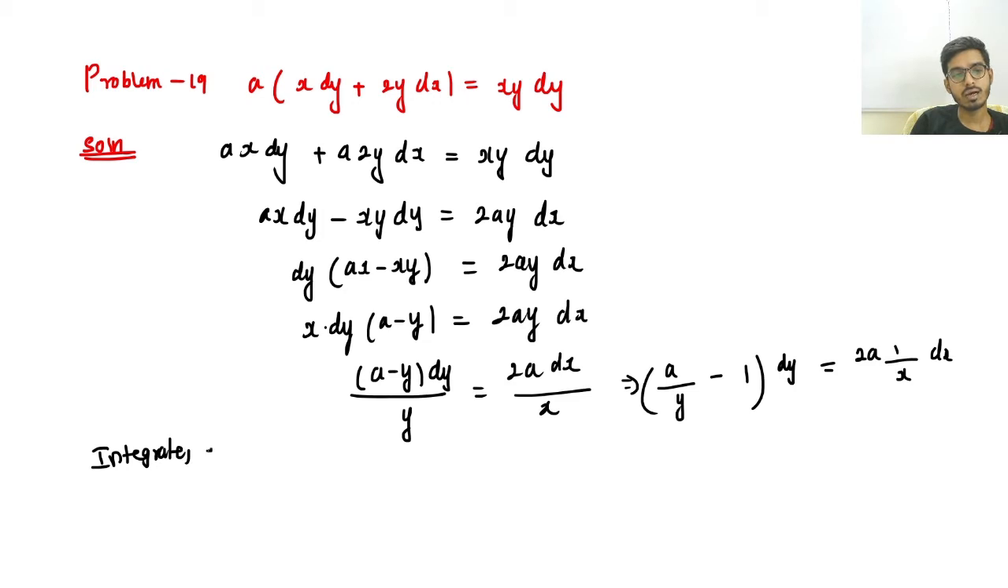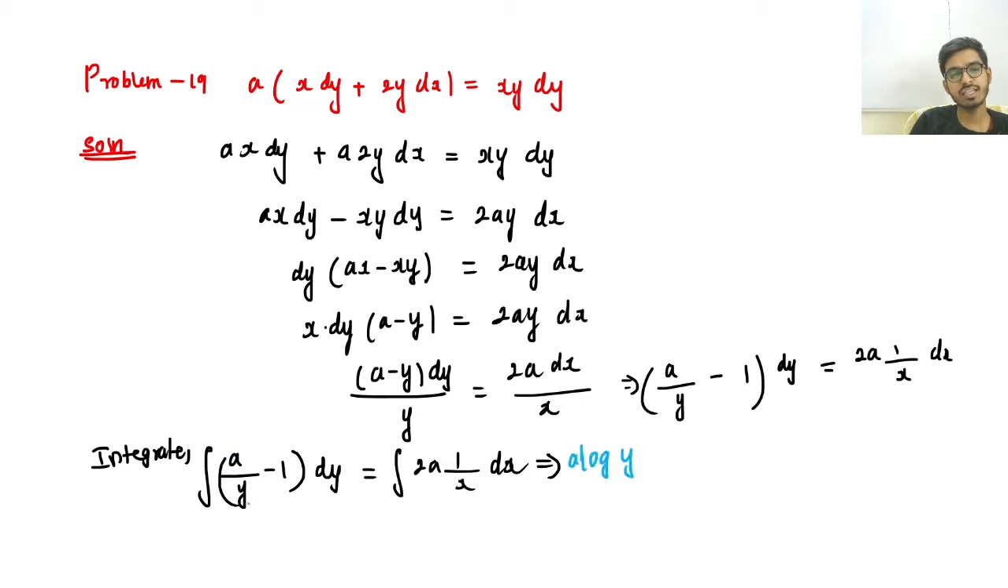So integration will be integral of a by y minus 1 dy is equal to integral 2a 1 by x dx. So what is my required answer? This will be a log y, right? So a times log y, a is constant, integral 1 by y dy is log y, minus integral dy is y. So this will be equal to 2a is constant, so we will have 1 by x dx, right? Integral 1 by x dx is log x. So I will add some integration constant c, is the required solution, right?